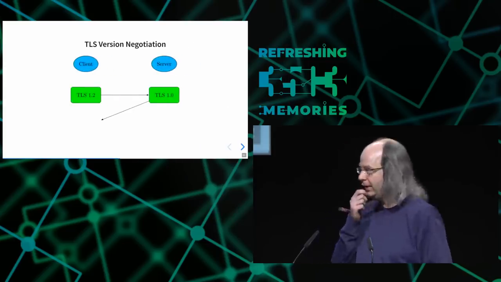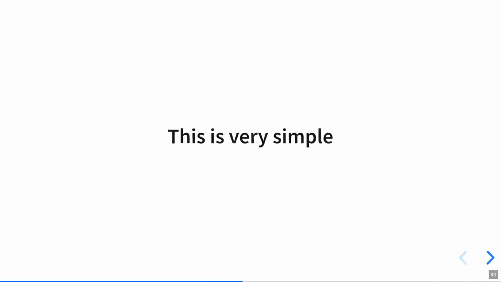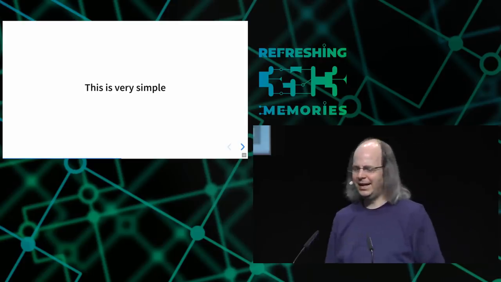There's an extremely complicated mechanism here. So the client connects and says, yeah, hello, I speak TLS 1.2. Server says, okay, I don't know TLS 1.2, but what's the highest version I support? It's TLS 1.0, so it sends that back. And then they can speak TLS 1.0, in case the client still supports that, and we have a connection. This is very simple, I would think so.